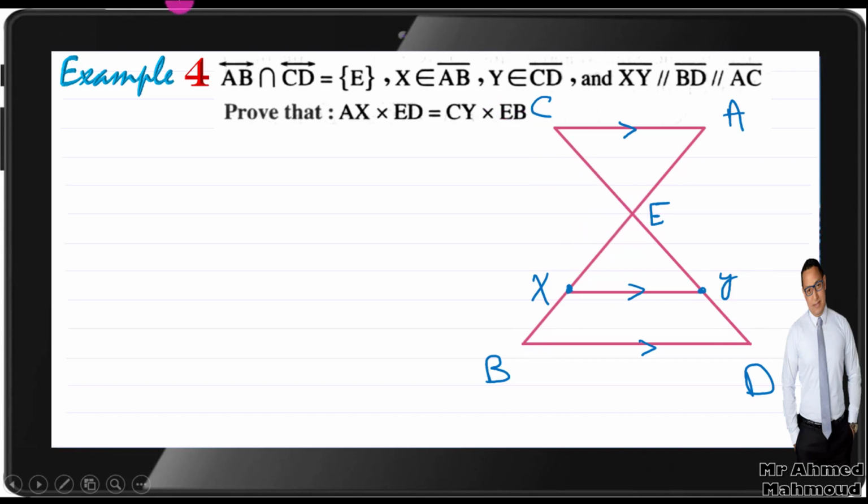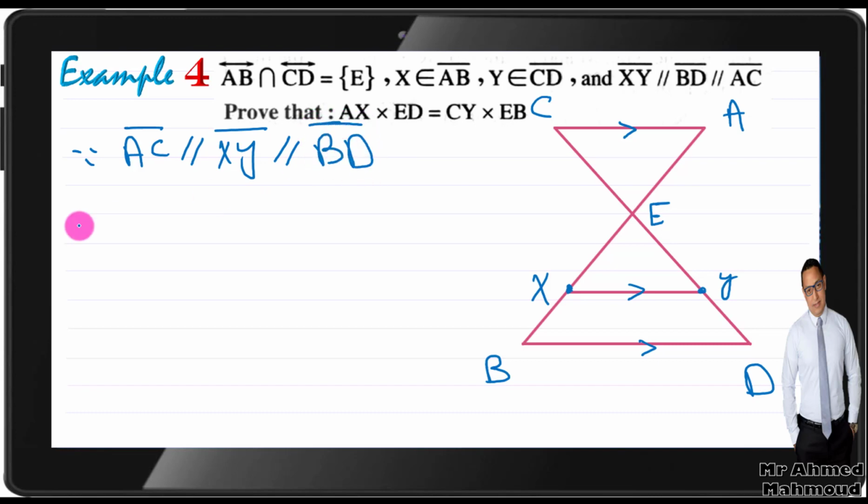Okay, so since AC parallel to XY, parallel to BD, therefore, as I said, I'm going to take XY over its opposite. Its opposite is CY. AX over CY equal to EB over ED.